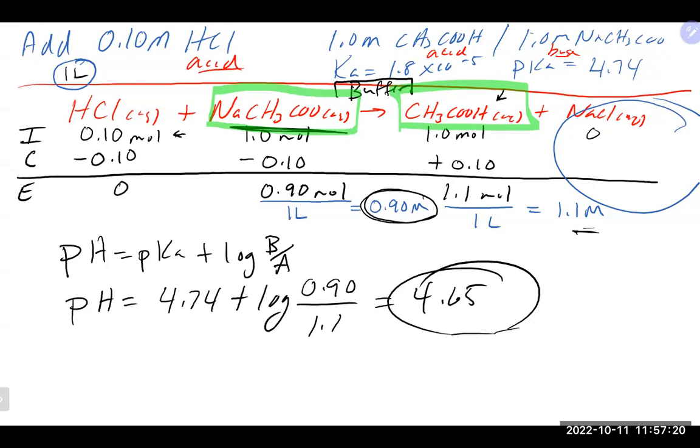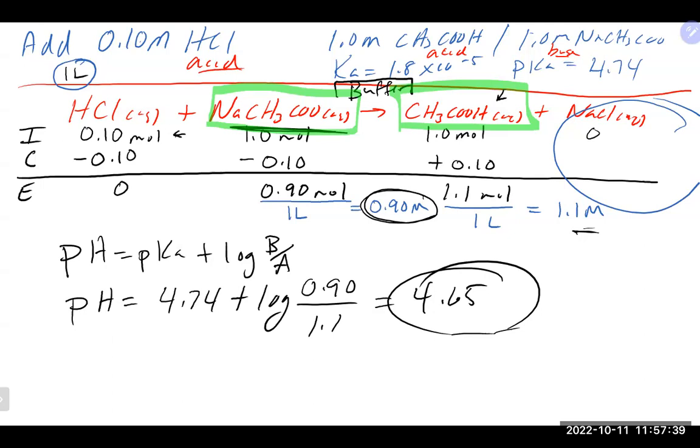So we see a couple of things with our pH value here. First off, it did not do too bad of a job, right? It maintained the pH at 4.65. It started at 4.74, right? Did it move in the correct direction at least?